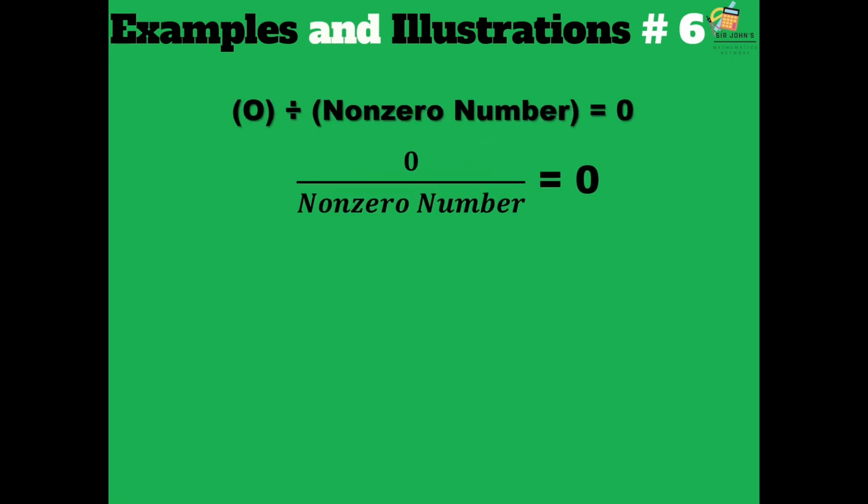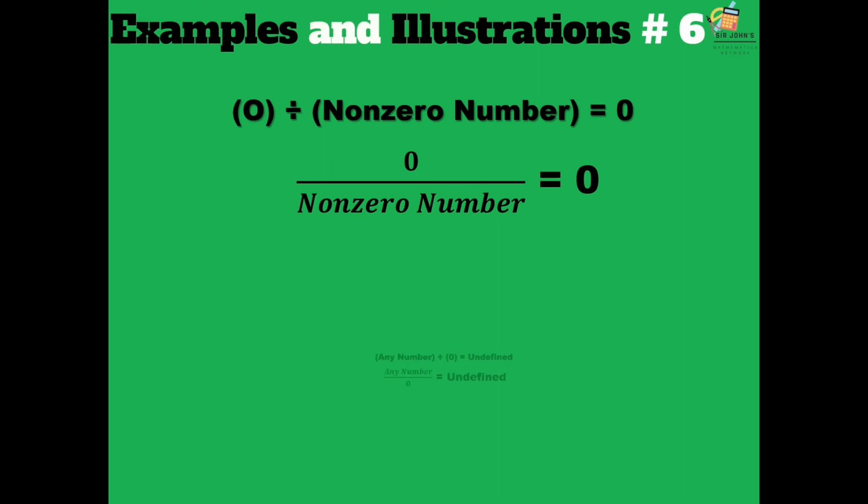For example, number 6, always remember that 0 divided by non-zero number, the quotient is always 0. Let's say for example, 0 divided by negative 5 or 0 divided by positive 10, the quotient is always equal to 0.